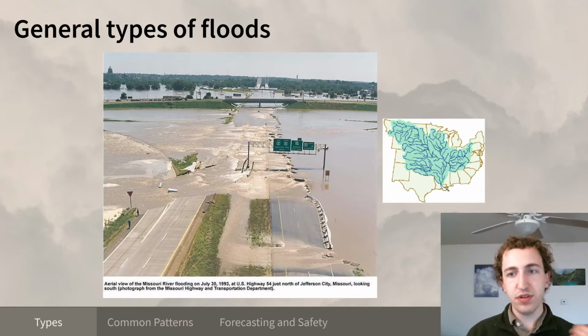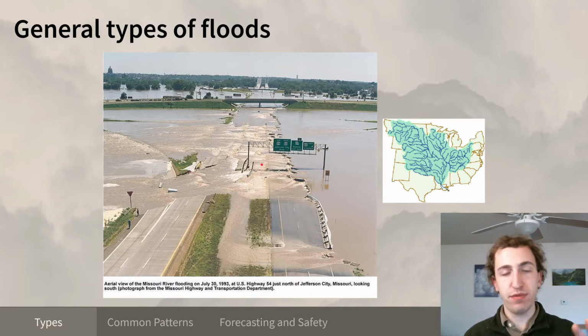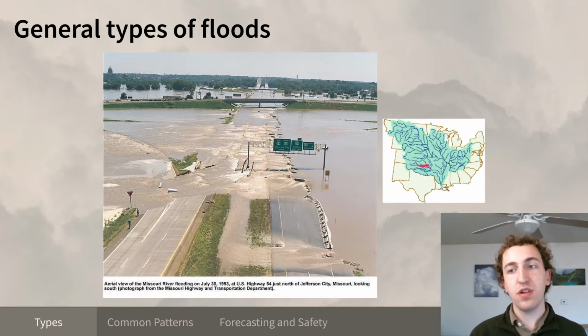This is an example, a view of the Missouri River from a 1993 flood. Again, it's a broad part of a river basin that's flooded due to large amounts of precipitation, or sometimes large amounts of snowmelt, over a broader watershed or river basin.